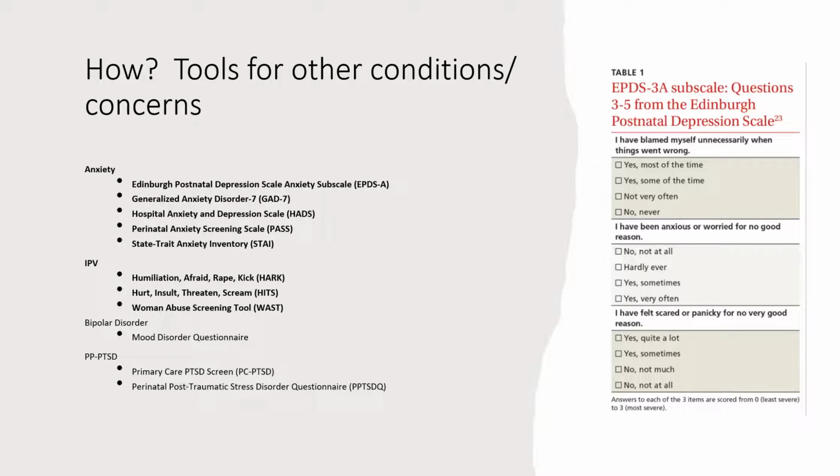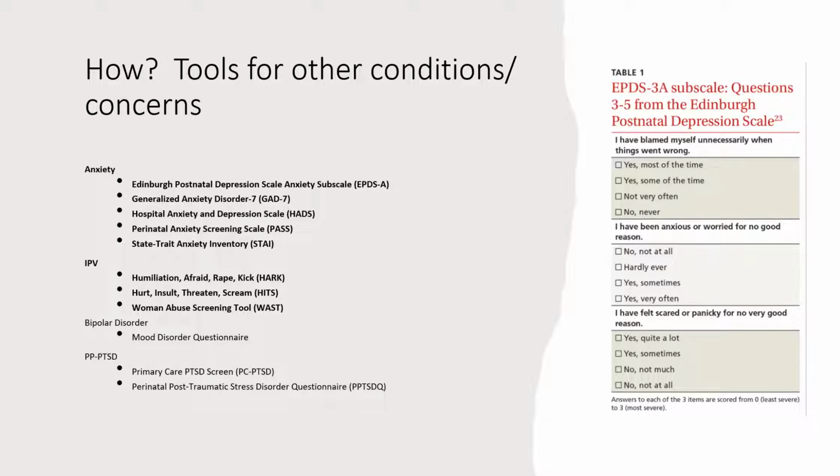Okay, and then how about other kinds of conditions? Well, there are lots of validated self-report scales for anxiety-related conditions as well. For those of you who are already using the EPDS, I think it's really straightforward, perhaps, to add in an analysis of the anxiety subscale. So you can see the 3 questions that make up the EPDS-3A on the right-hand side. So you don't have to give another questionnaire, but you can use the same information and look for anxiety distinctly as well.